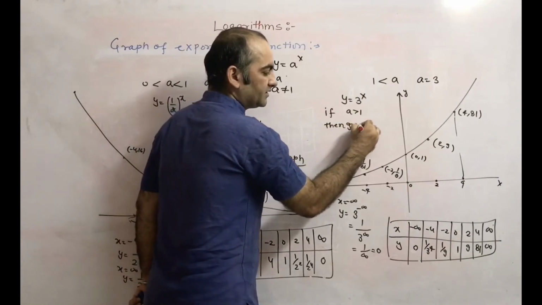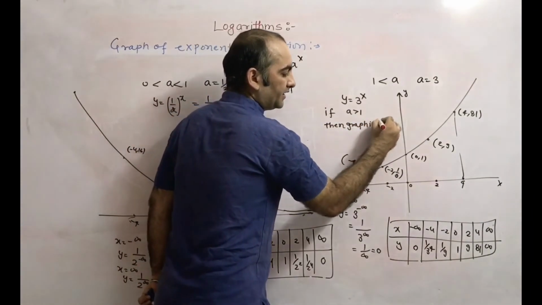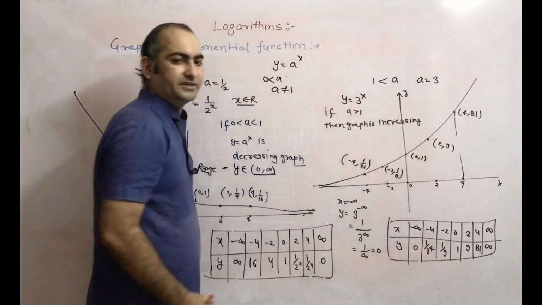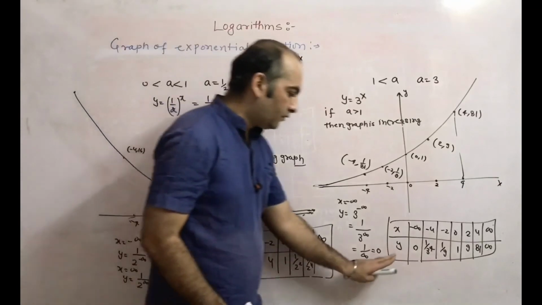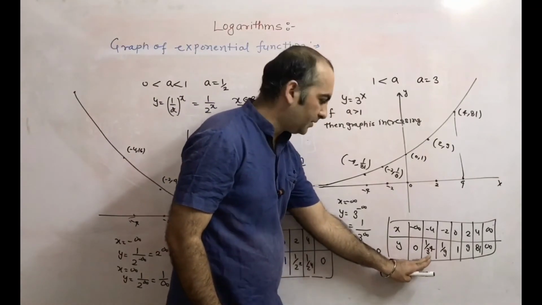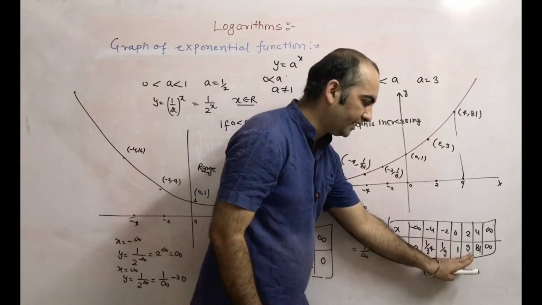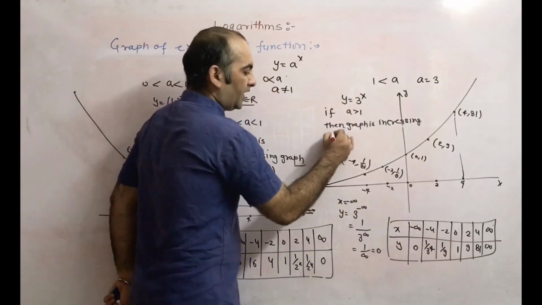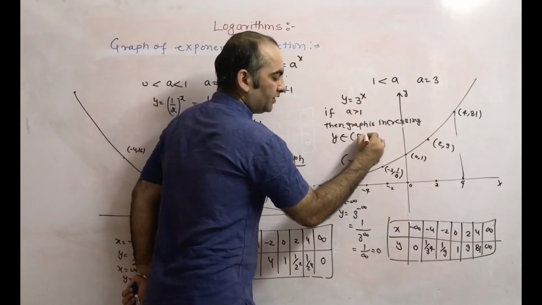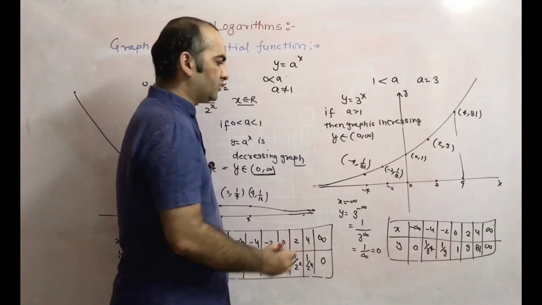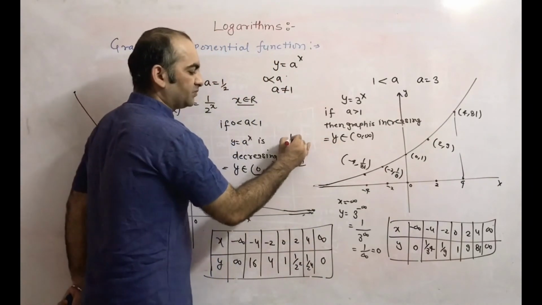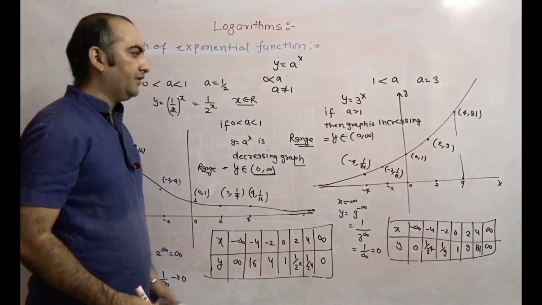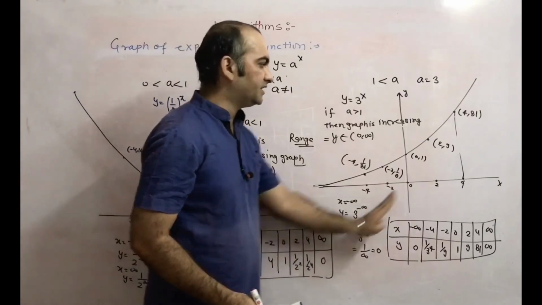So we can see that if a is greater than 1, then the graph is increasing. Here also if you check, the y values are 0, 1 by 3 power 4, 1 by 9, 1, 9, 81, infinity. So y is positive. Here also we can say y belongs to 0 to infinity. So y is nothing but the range of the exponential function. If a is greater than 1, it is an increasing function.